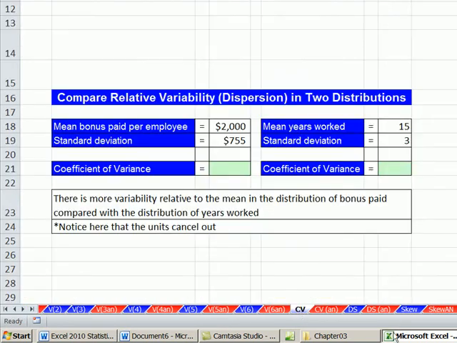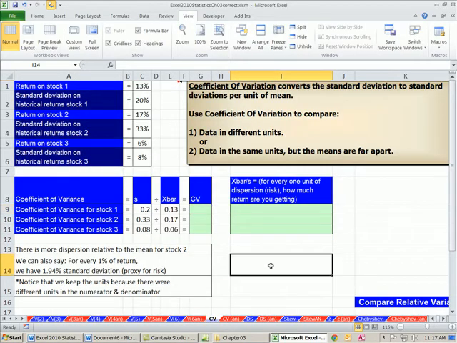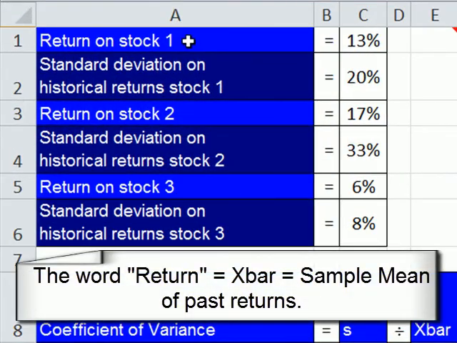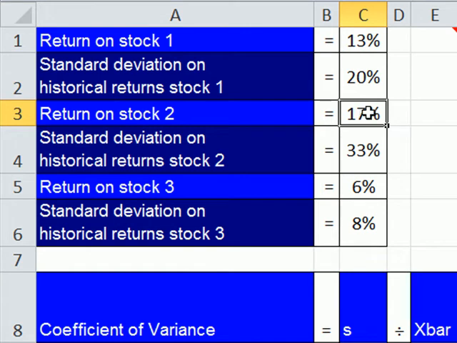CV for coefficient of variance. And we want to talk about our last measure of variation or dispersion. Let's look at a situation here. We have stock return on 1, 13%, and the standard deviation is 20. Stock return 2, 17. Wow, that looks much better. I'd rather have 17% return over 13.